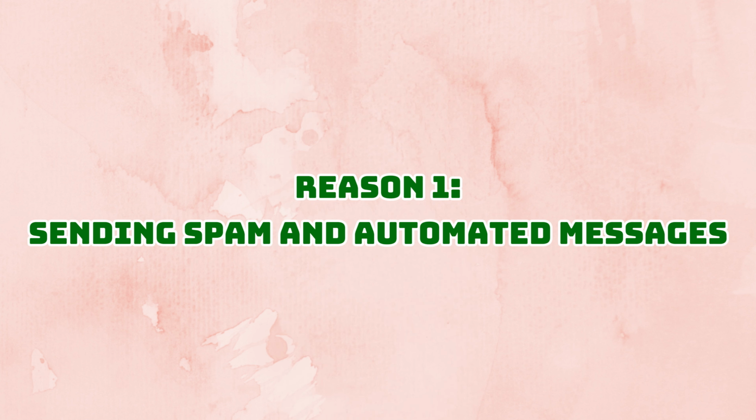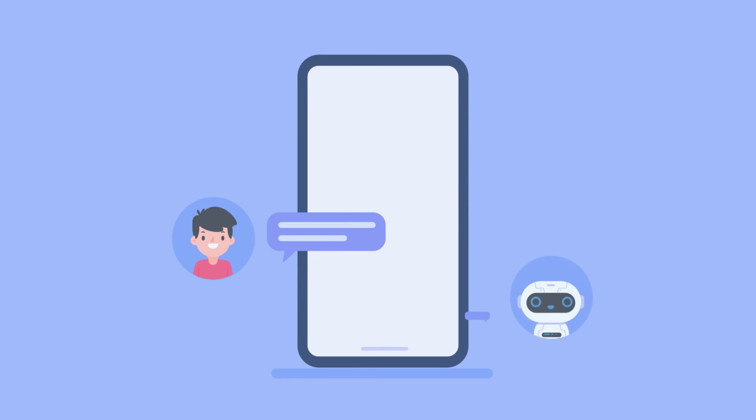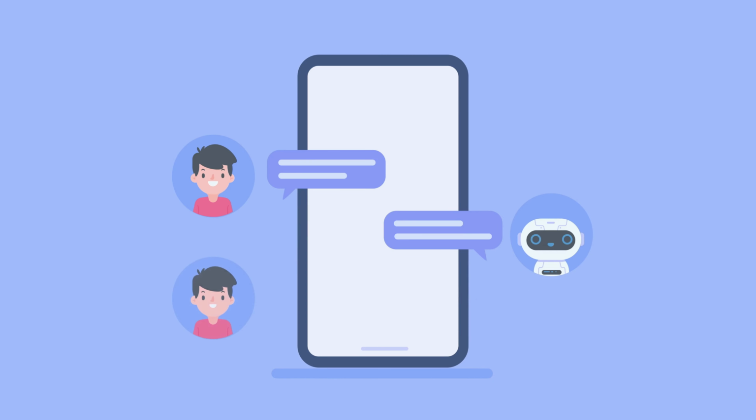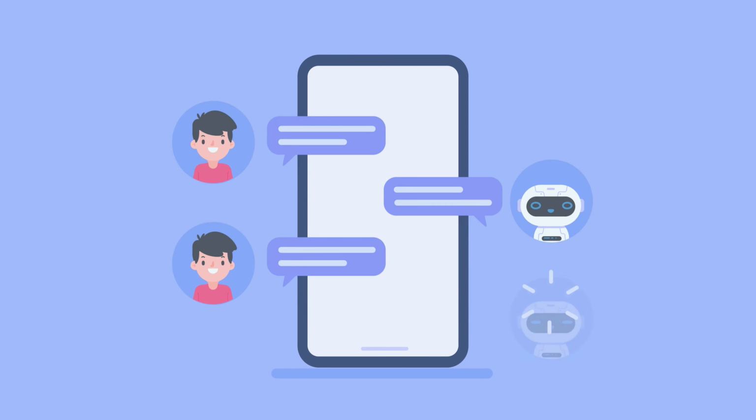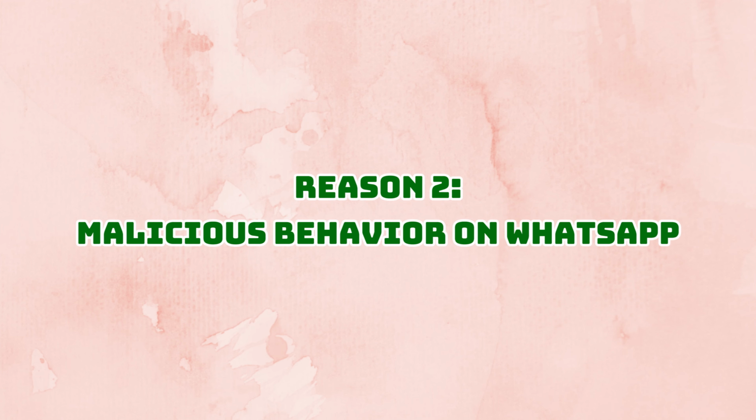The first reason is that you are sending spam and automated messages. WhatsApp discourages the use of spam and automated messages. If you are found to be sending unsolicited messages or using bots to send bulk messages, your number can be banned. WhatsApp wants to prevent users from being bombarded with unwanted messages. This includes sending excessive mass messages, advertisements, or irrelevant content, sending the same message to multiple contacts, and forwarding bulk messages to numerous contacts.